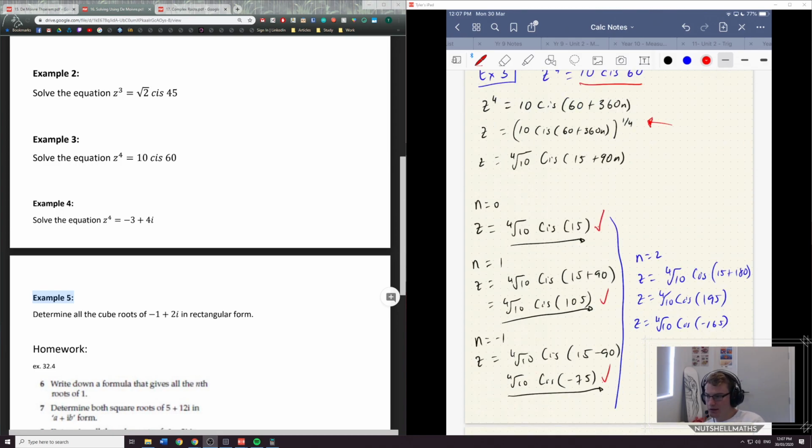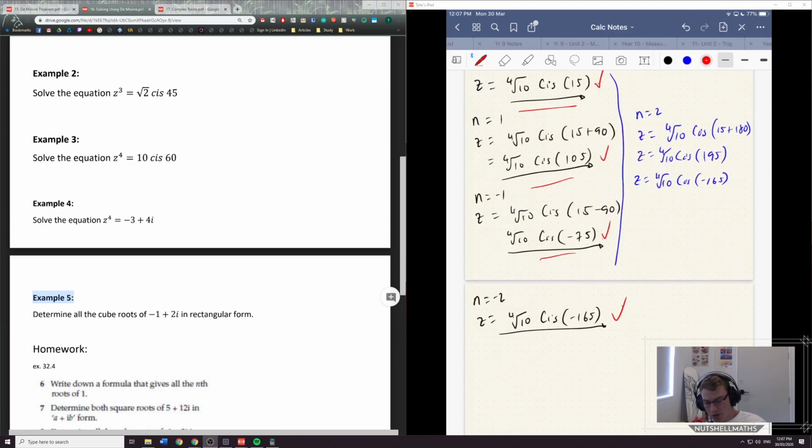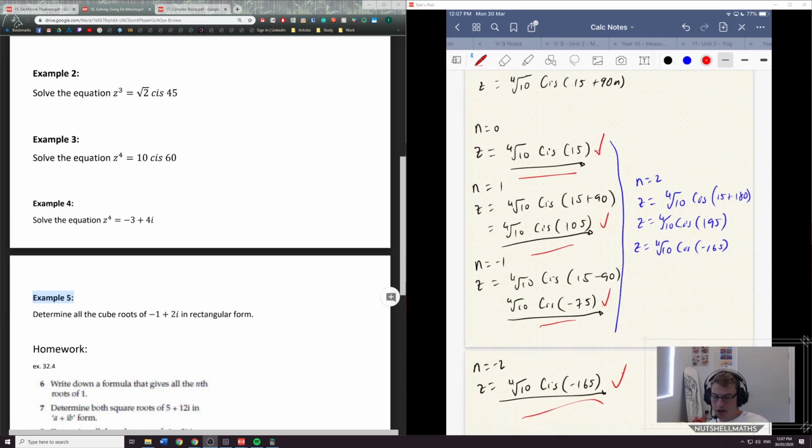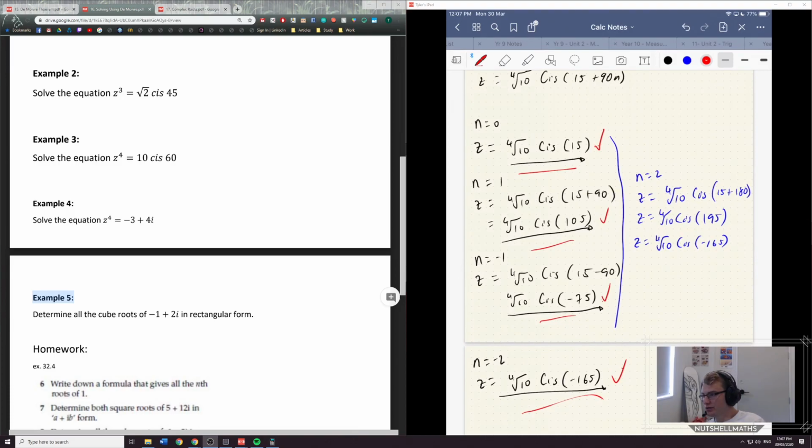So remember, these are our answers. Sorry, I just read in chat. These are our answers here, right? 1, 2, 3, and 4. Not the n. The n is just related to how many rotations we're doing.